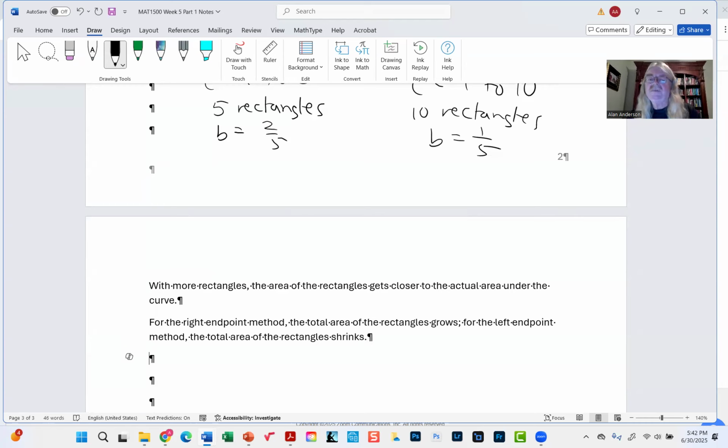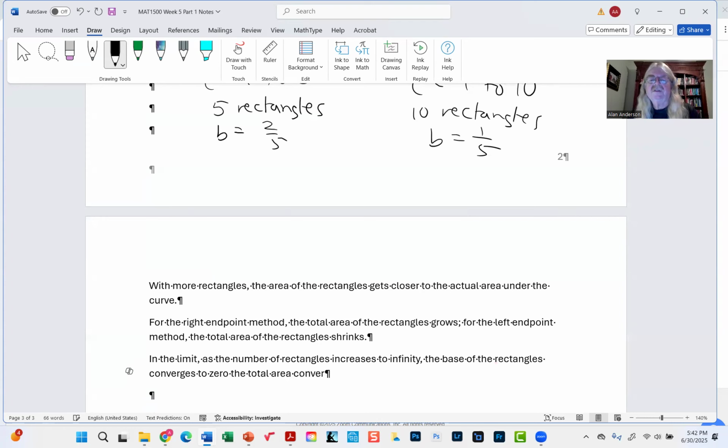And here's the interesting part. In the limit, as the number of rectangles increases to infinity, and the base of the rectangles converges to 0, the total area converges to the area under the curve.